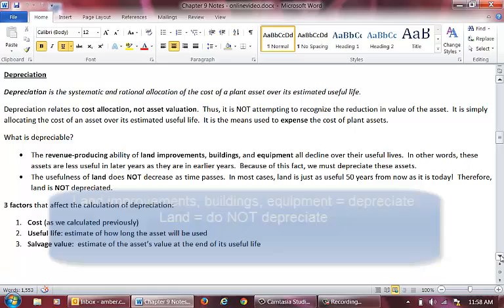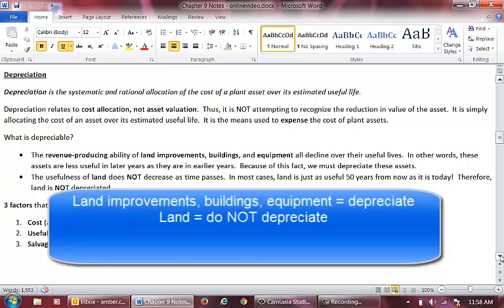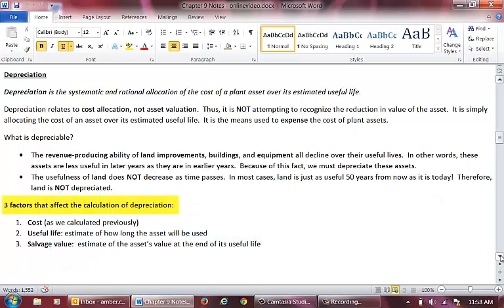So again, land improvements, buildings, and equipment are depreciated. Land is not. Now let's discuss what items are needed in order to calculate depreciation. There are 3 items that impact the calculation of depreciation. The first item is the asset's cost, as we calculated previously.